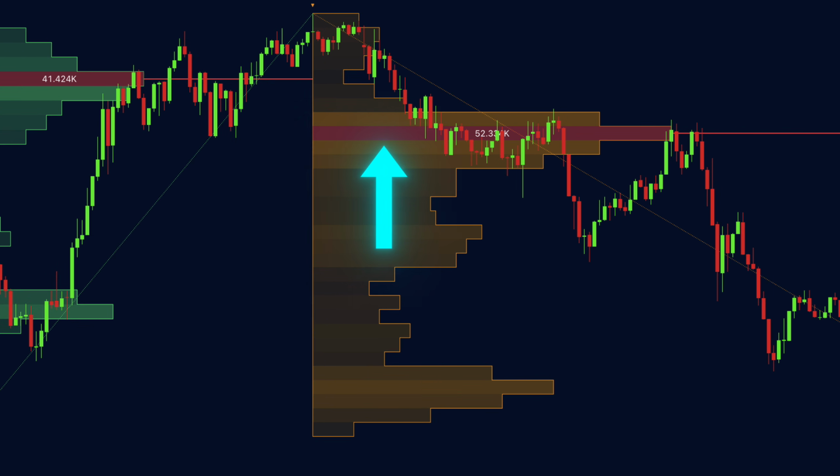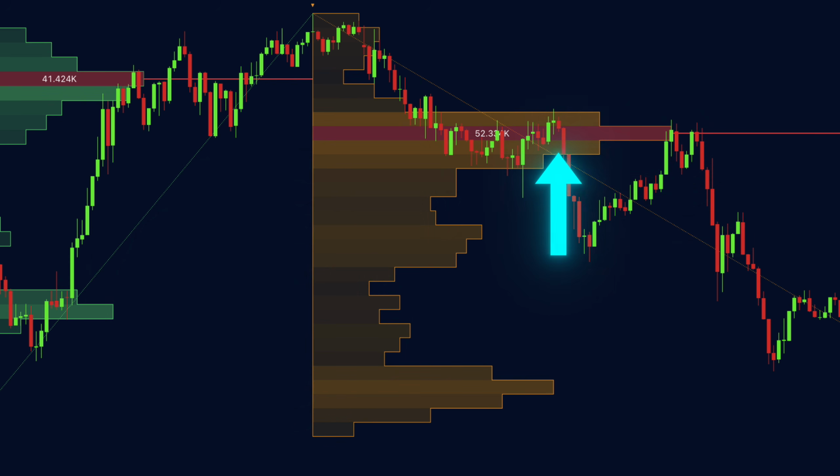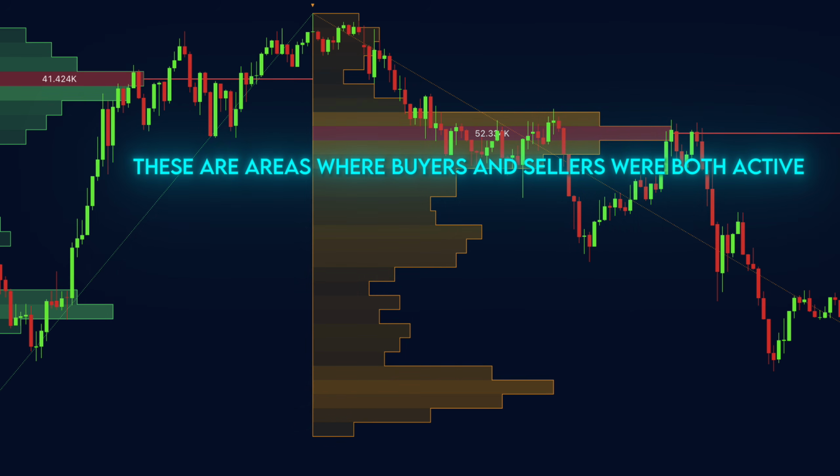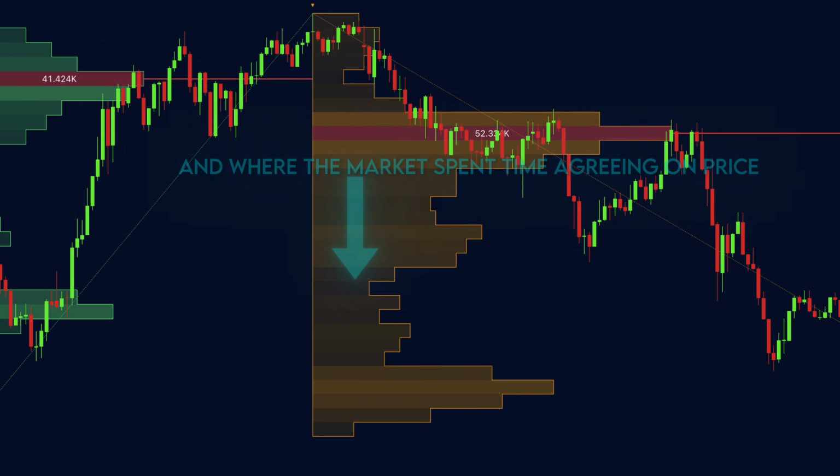You'll notice that the profile contains horizontal bars that represent the amount of volume traded at each price level during that swing. Some levels will have very thick bars, while others are extremely thin. The thick levels are where the majority of trading activity occurred. These are areas where buyers and sellers were both active and where the market spent time agreeing on price. The thin levels are where price moved quickly with little participation.